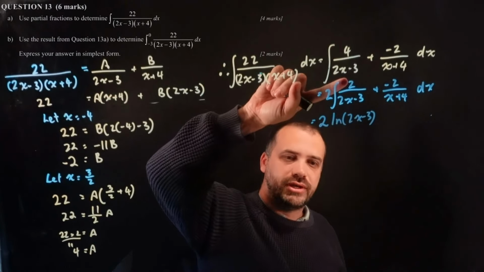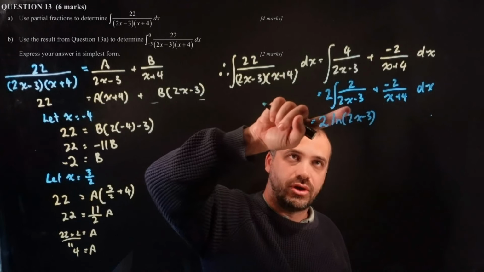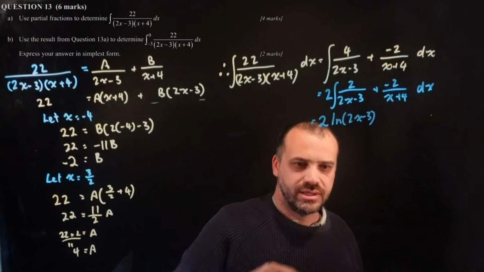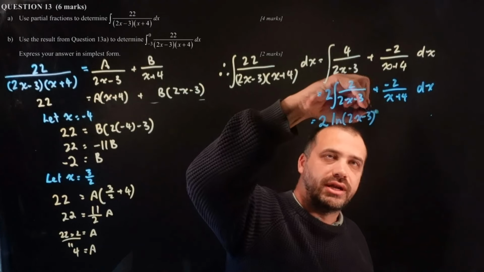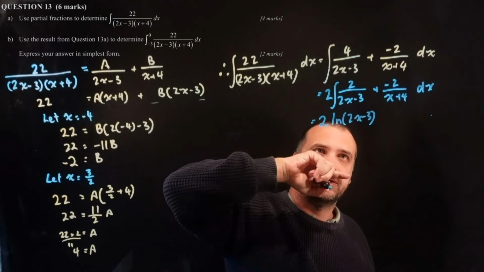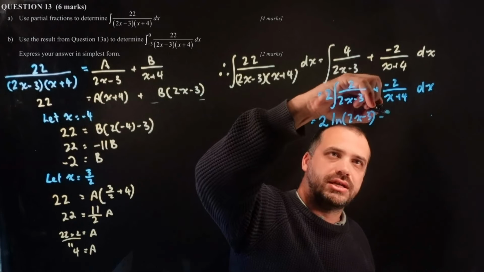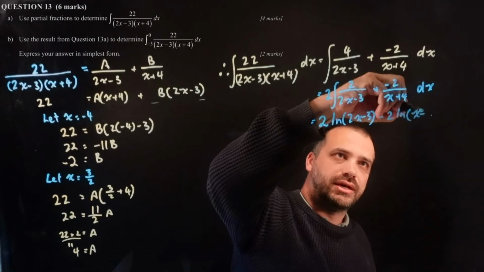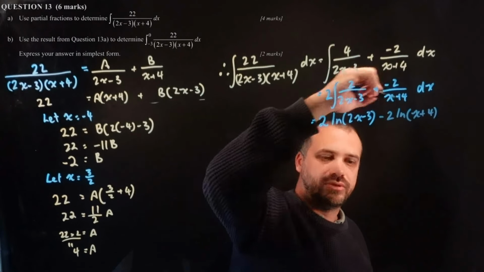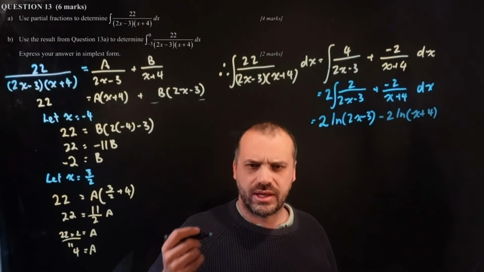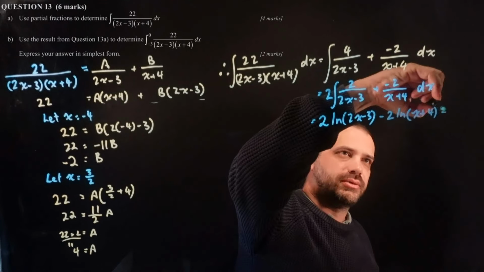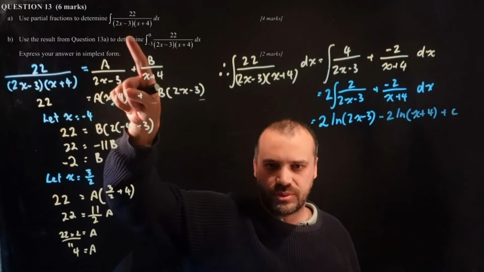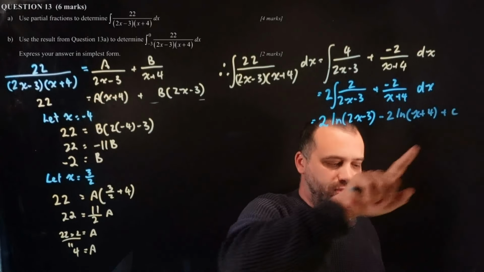I need the derivative of the denominator on the top for this piece to work. And now I've got this next one here, which is going to be negative 2 ln |x plus 4|. Now that's the integral of it, so it needs a plus c on the end. Use partial fractions to determine the integral of this. I think I've done it.